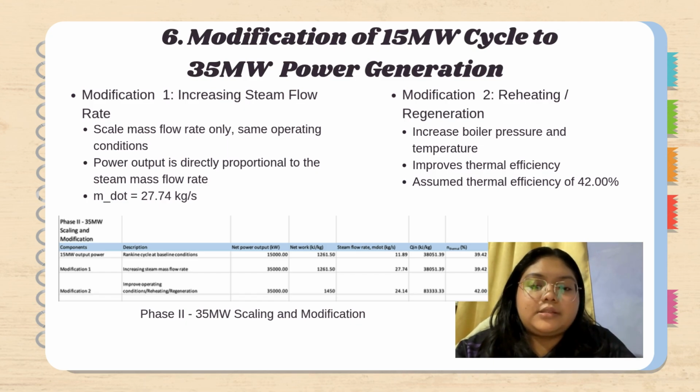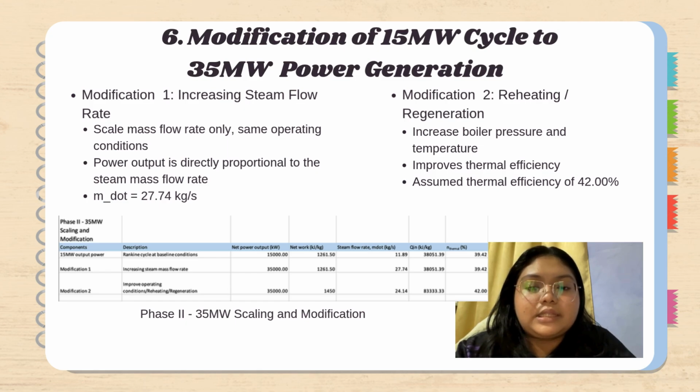So from Phase 2 of scaling and modification, increasing the pressure and temperature of the boiler will increase the amount of heat added into the system with the steam flow rate of 24.14 kg per second. This can help us reach the net power output of 35 megawatt, while the thermal efficiency will also increase to 42%.